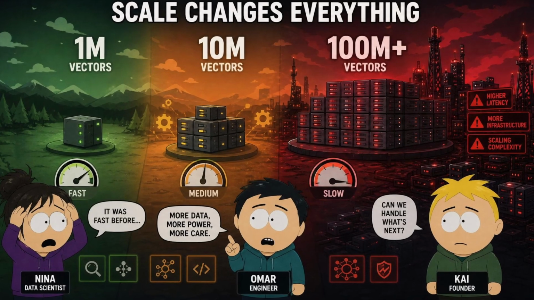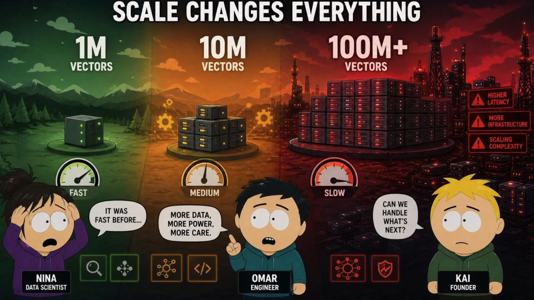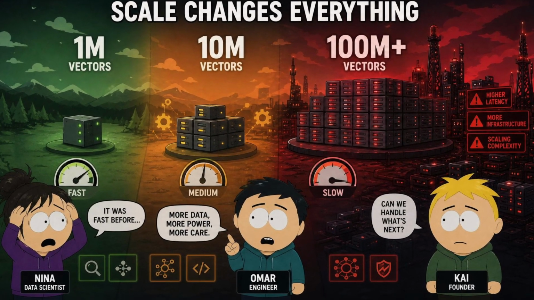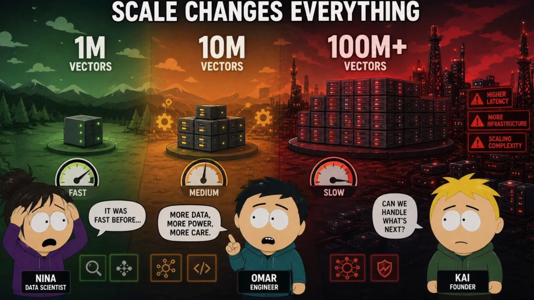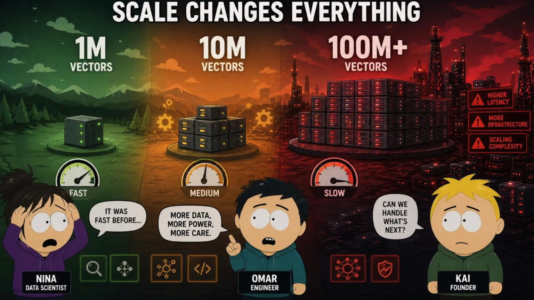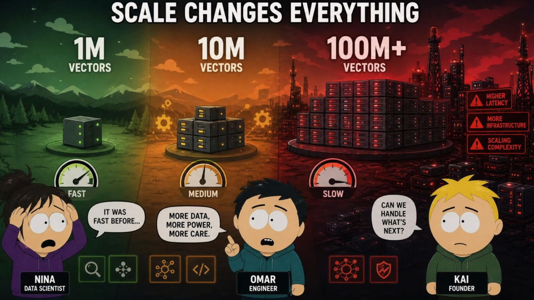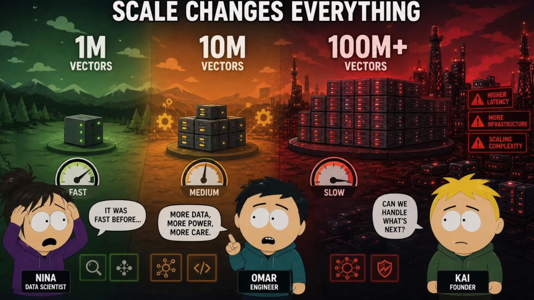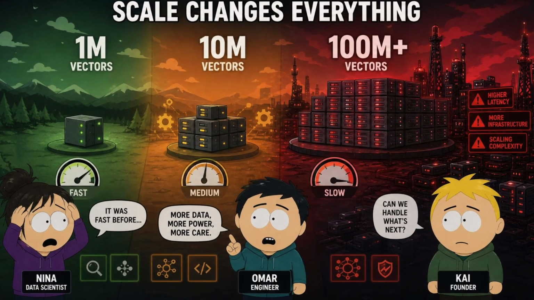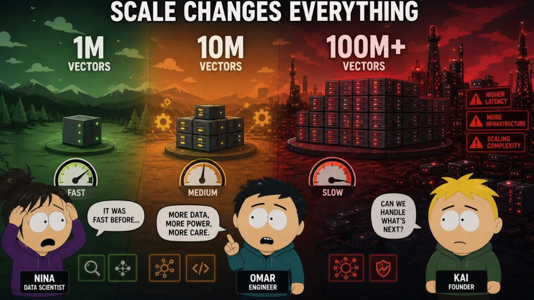Scale completely changes how vector databases behave. If you have under 1 million vectors, almost any tool works fine. You won't feel a big performance difference yet. From 10 million to 100 million vectors, things get more serious. Now speed matters a lot. You want results in under 100 milliseconds, not in seconds. At this point, choosing the right tool starts to matter.